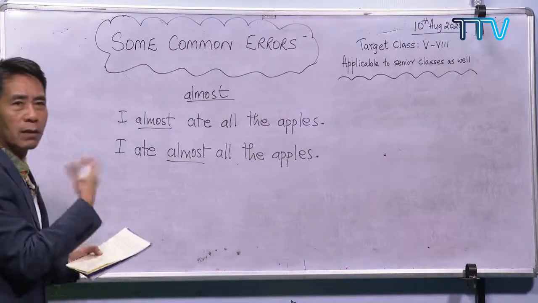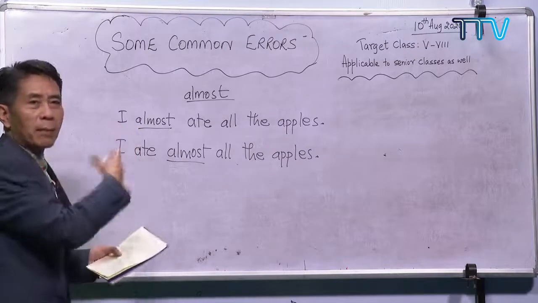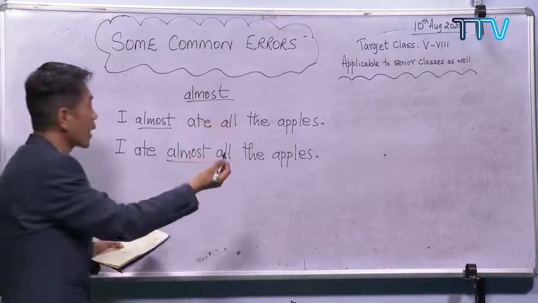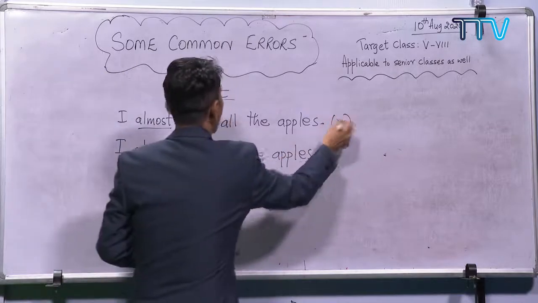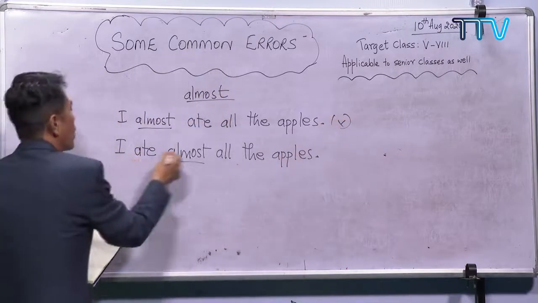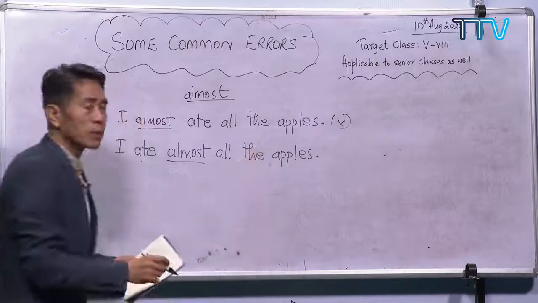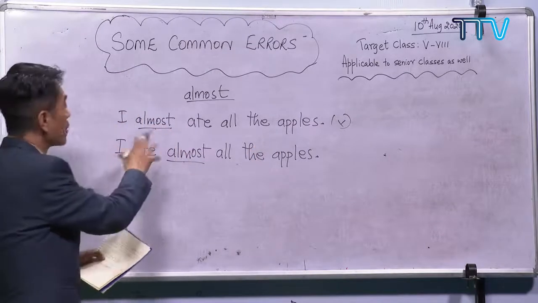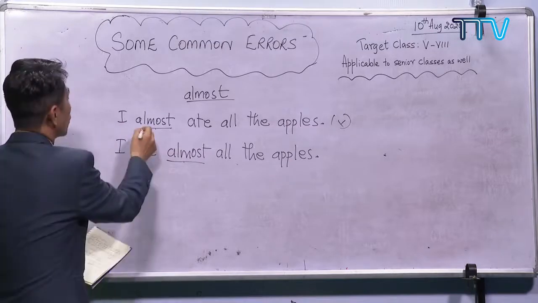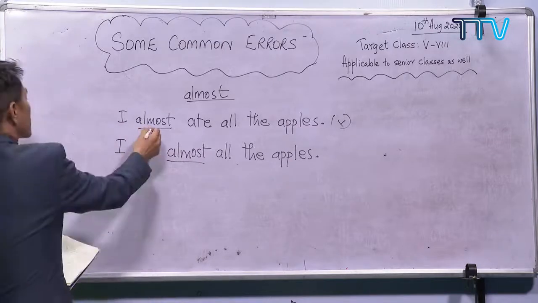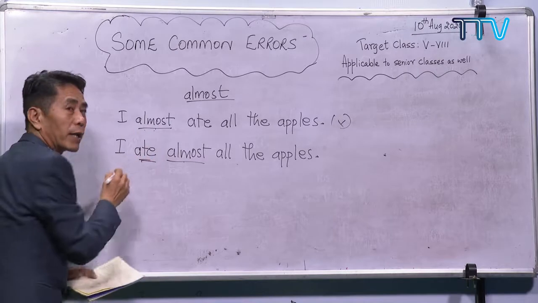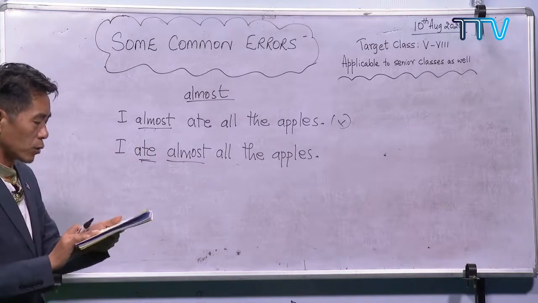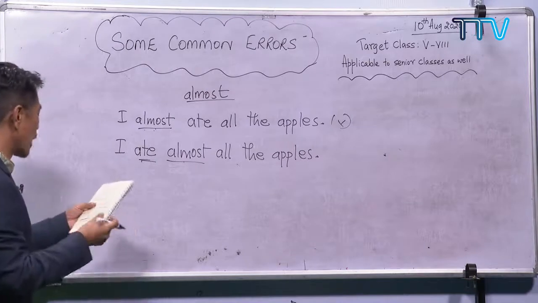So you see, it makes a completely different sentence. I almost ate all the apples. Actually, it should be like this: I ate almost all the apples. So writing these words in a different place makes a different sense. Next time, whenever you use this, you have to be very careful. Otherwise, it will make a different meaning.